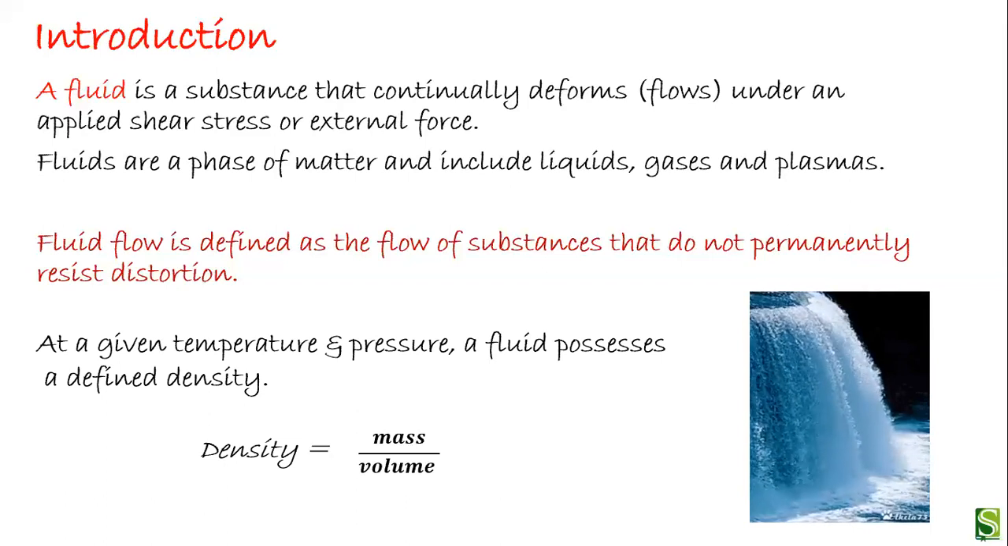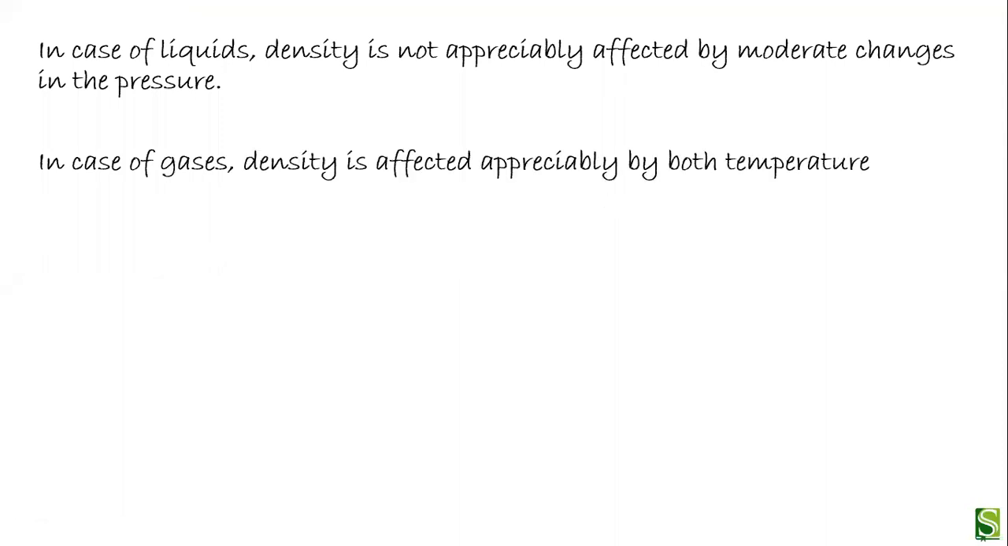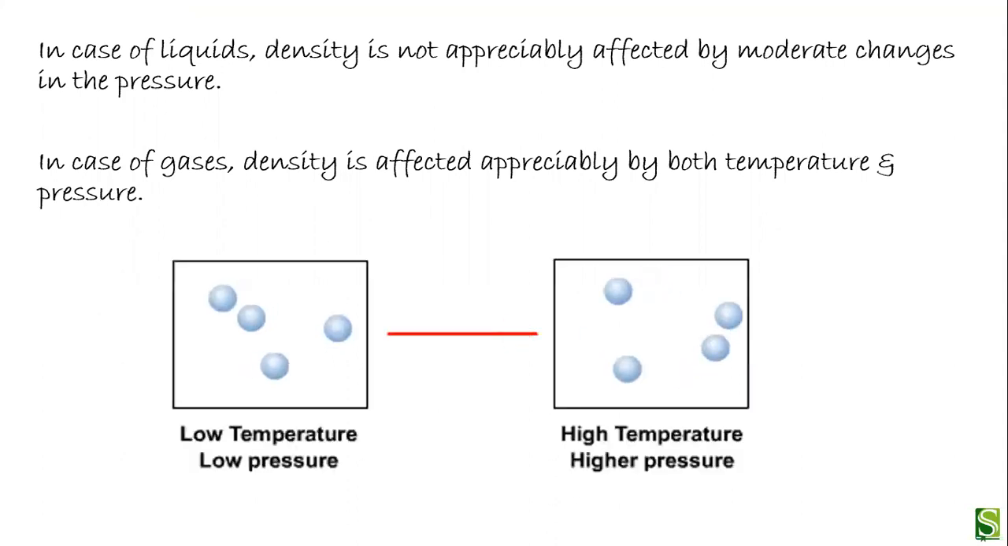Even if you alter the temperature and pressure, for liquids there is not much change in the density, but density difference is observed in gases when you change their temperature or pressure. In case of liquids, the density is not appreciably affected by moderate changes in the pressure or temperature. In case of gases, the density is affected appreciably by both changes in the temperature and pressure.